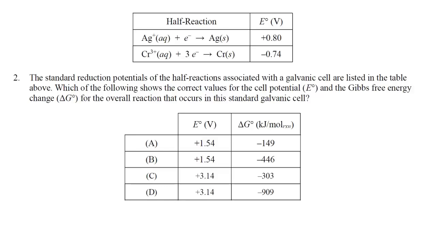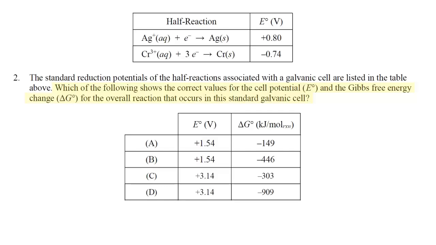And question 2 asks, which of the following shows the correct values for the standard cell potential, which has the symbol E0, as well as the standard Gibbs free energy change, which has the symbol delta G0. So which of the following shows the correct values for the cell potential and the Gibbs free energy change for the overall reaction that occurs in this standard galvanic cell?